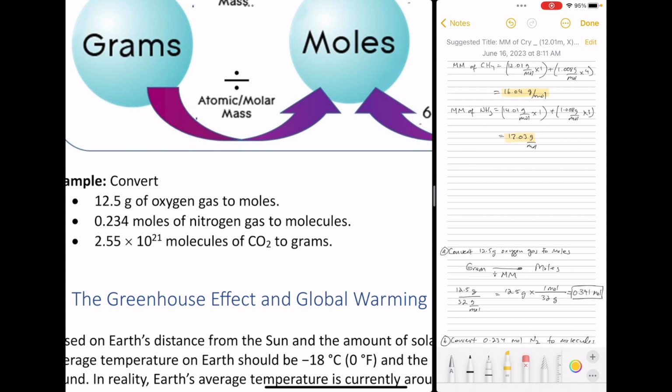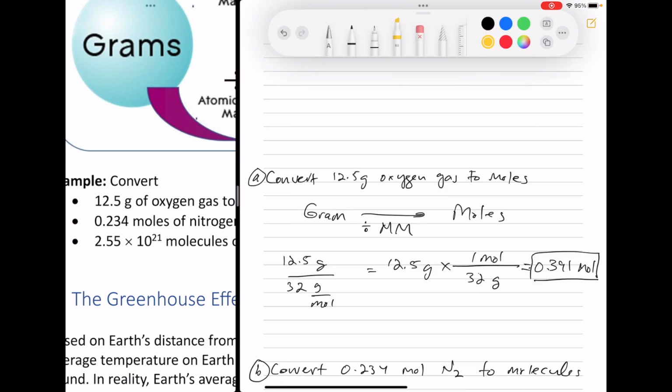I'm going to start the first one where it says convert 12.5 grams of oxygen gas to moles. So you want to remember that some of these elements that we had discussed before are diatomic elements, meaning that they're formed by 2 of the same atoms combining together, joined by a covalent bond. So oxygen is one of those diatomic elements, so the formula is actually O2. Now, to go from grams to moles, you have to divide.